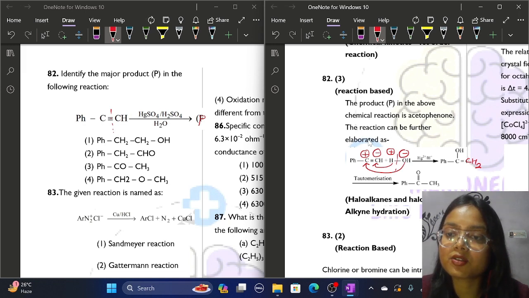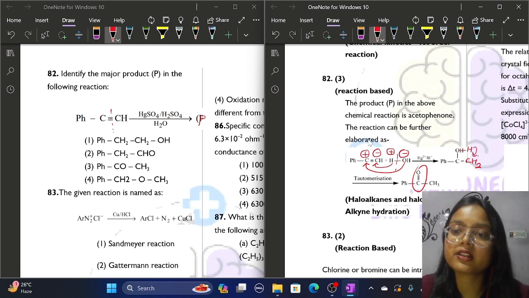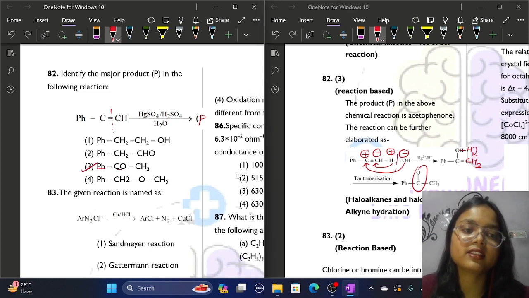This, on tautomerization, what happens in tautomerization? The OH bond becomes a C double bond O, and the H is transferred here. This type of structure is formed. So which is the correct one? Option 3, PhC double bond O CH3. Option 3 is the correct one.